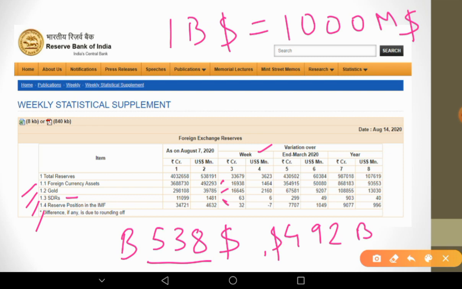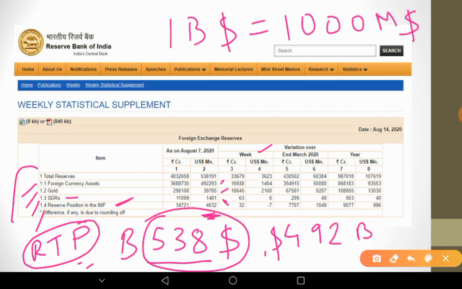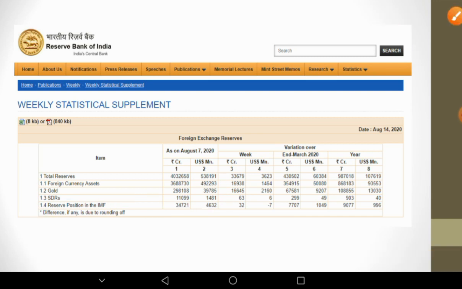At fourth, Reserve Tranche Position. So $4.6 billion is here. What happens is the reserve tranche position gives voting rights to any country in the IMF. So if any voting is going on, you have this much votes, your vote will be constituted like this. So that's how our RTP works. So these are the 4 major constituents of forex reserves, and India's reserve is $538 billion as of now.